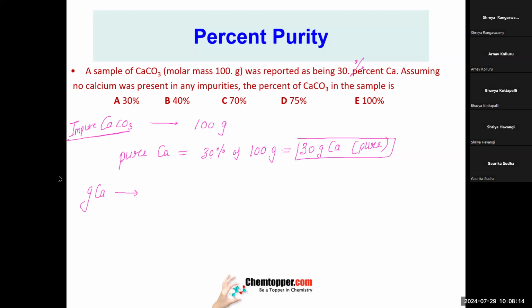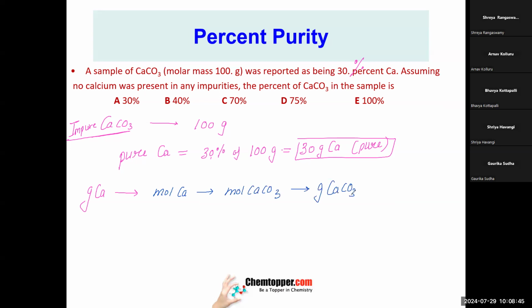You're understanding my question? Shreya H is perfectly correct. Very good. You will go from grams of calcium to moles of calcium. And from moles of calcium, you will go to moles of calcium carbonate. And then you will go to grams of calcium carbonate.